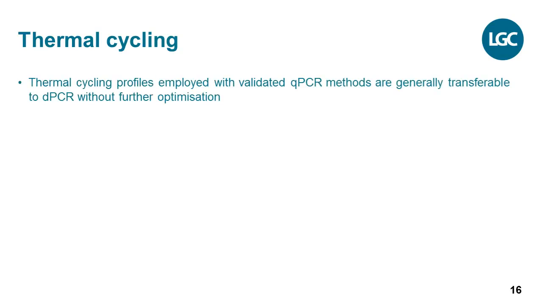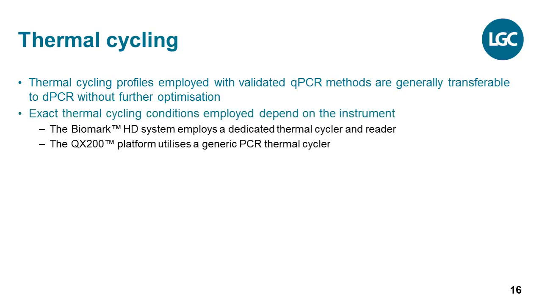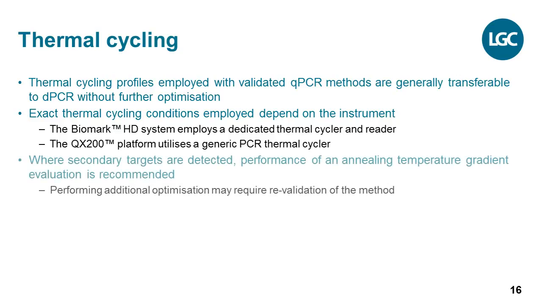The thermal cycling profiles employed with validated quantitative PCR methods have been reported to be generally transferable to digital PCR platforms without the need for additional optimization. However, the exact thermal cycling conditions used in practice are dependent on the platform and instrument that is being employed. Where secondary targets are detected, it is recommended that an annealing temperature gradient evaluation is performed. However, where additional optimization needs to be performed, revalidation of the method may be required before it can be employed for analysis.